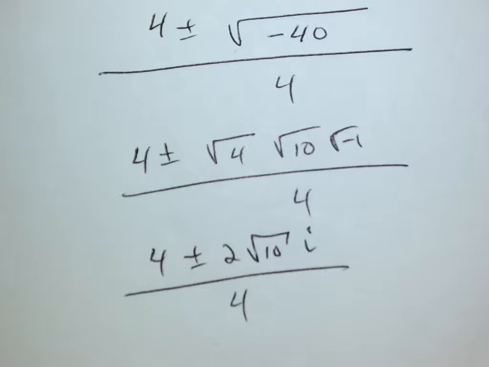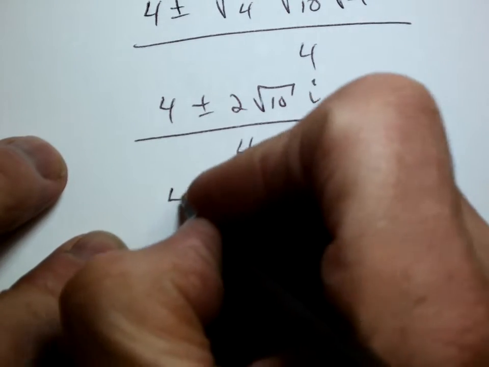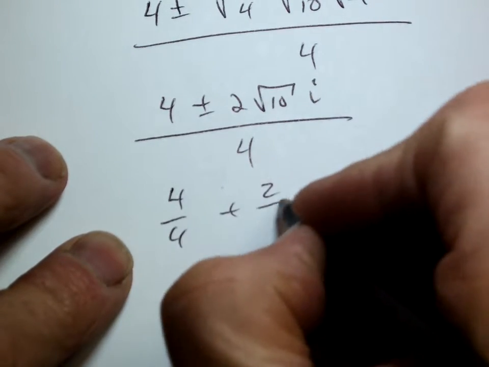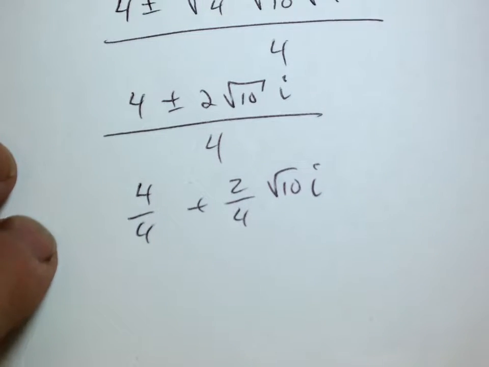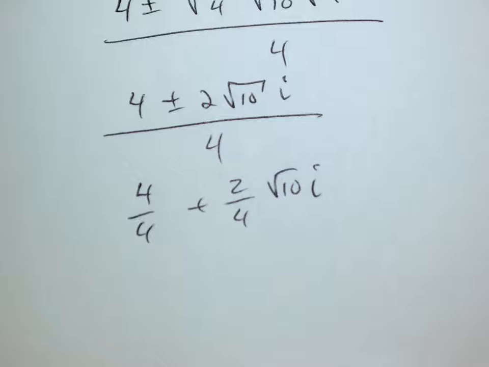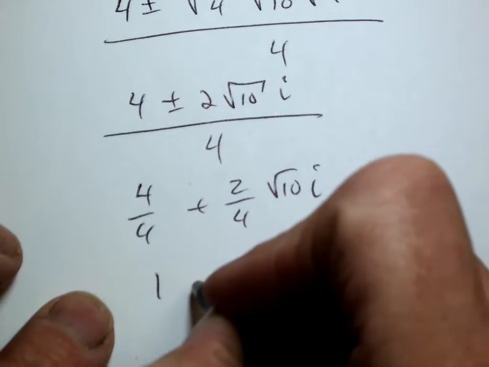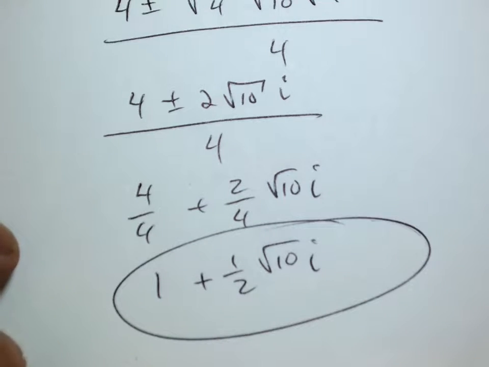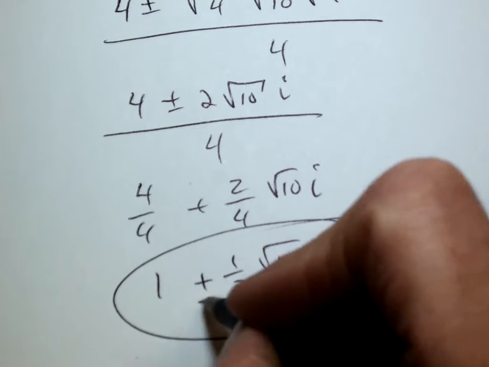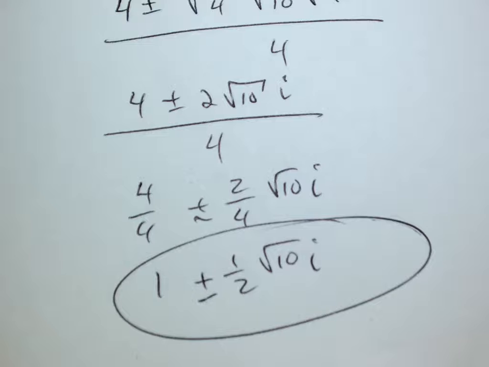Okay. So then I'm really going to rewrite this as 4 over 4 plus 2 over 4 square roots of 10i, which is, we can reduce, right? We can reduce that to 1 plus or minus 1/2 square roots of 10i. Okay, plus or minus. I did say that, just didn't write it. Need new glasses.